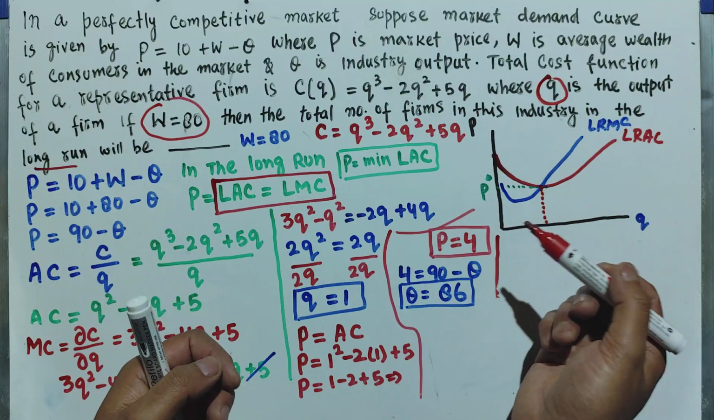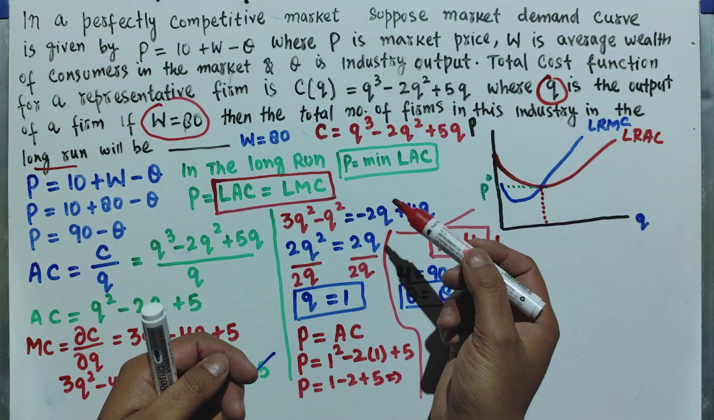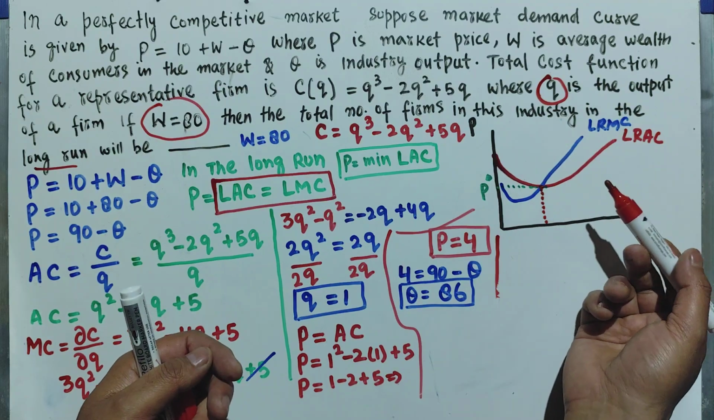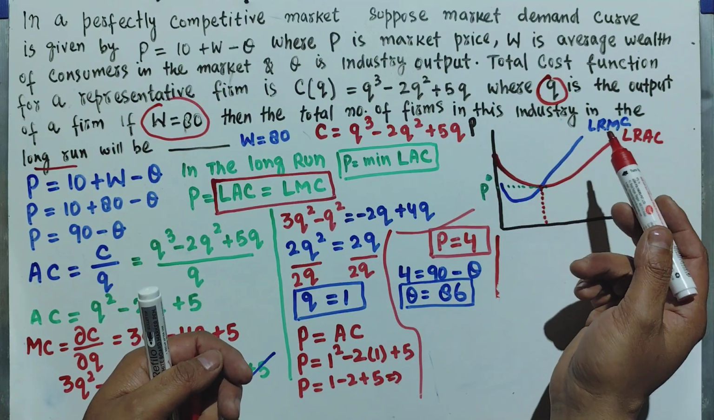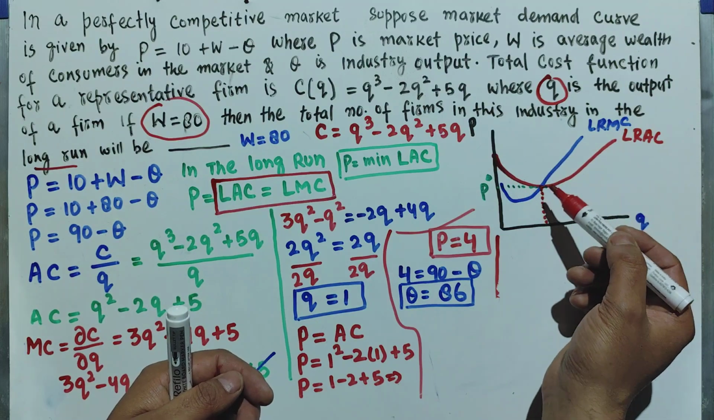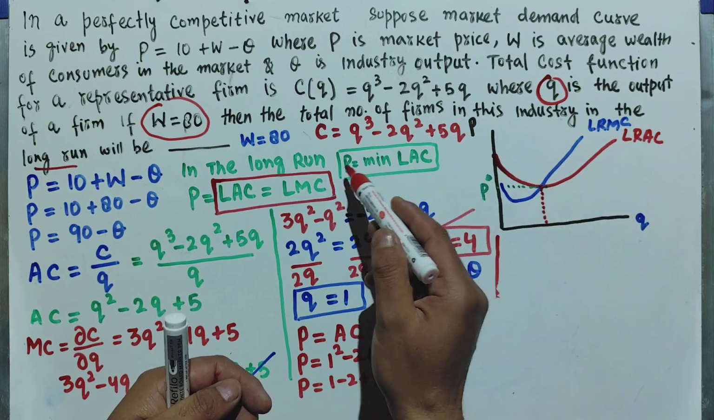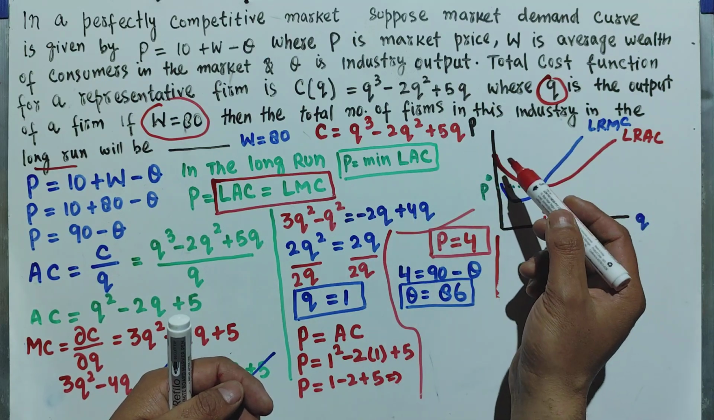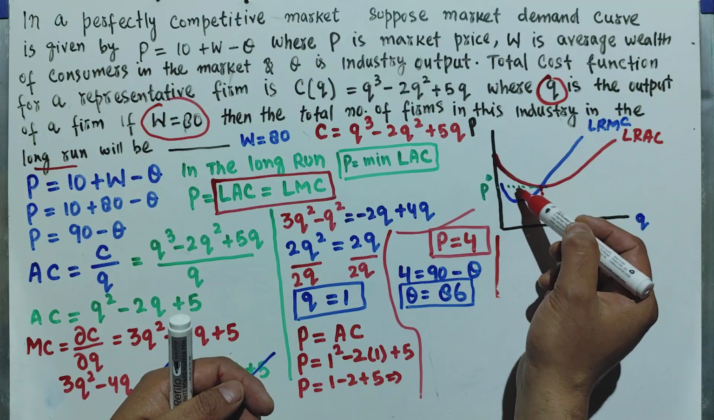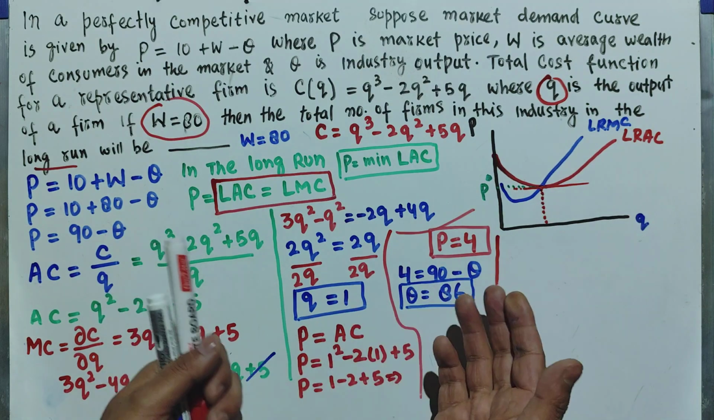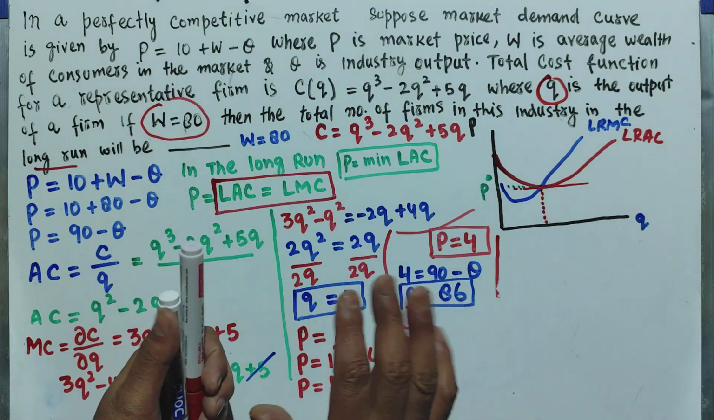And also we can say that the price in the long run will be equal to the minimum of long run average cost. Simple thing, the marginal cost curve intersects the long run average cost curve at its minimum point. And we can also say that the price in the long run will be equal to the minimum of long run AC. Minimum of long run AC means the point where the slope of the average cost function is equal to 0. Okay.